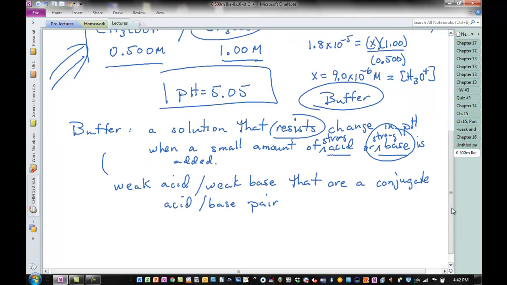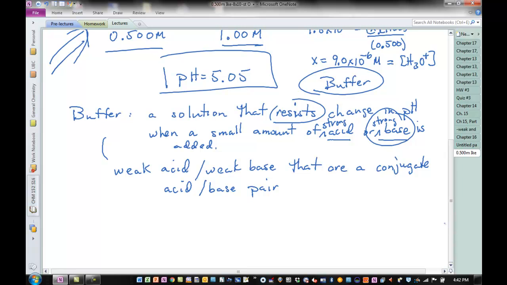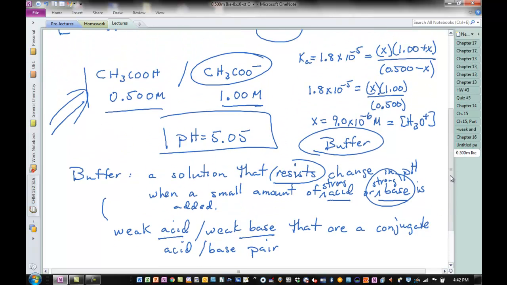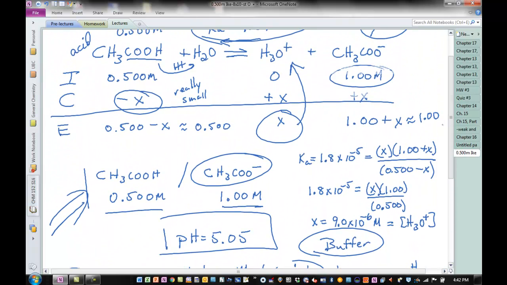Now let's do one more thing for this pre-lecture. So know the definition of buffer: it resists change in pH when we add a strong acid or strong base. And that's because it contains both a weak acid and a weak base that are a conjugate pair. This ICE table, let me scroll back up, should look no different to you other than the initial concentration of the conjugate base. Solving for the pH is pretty easy.